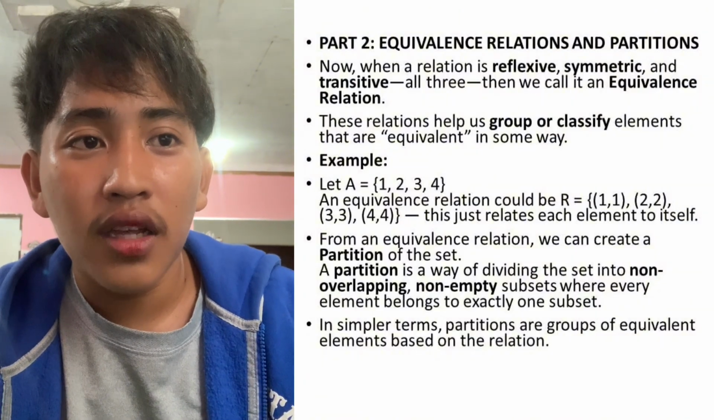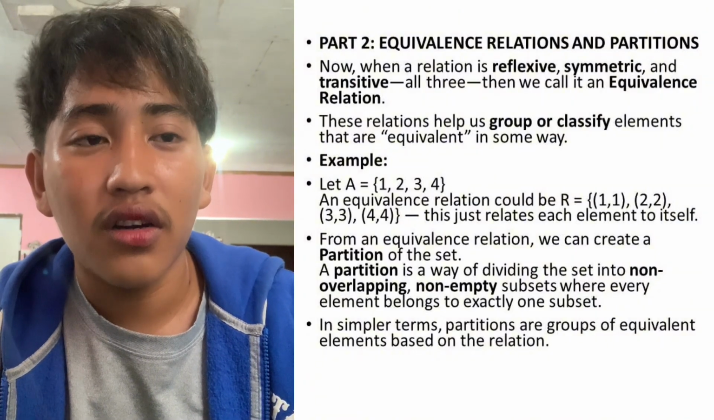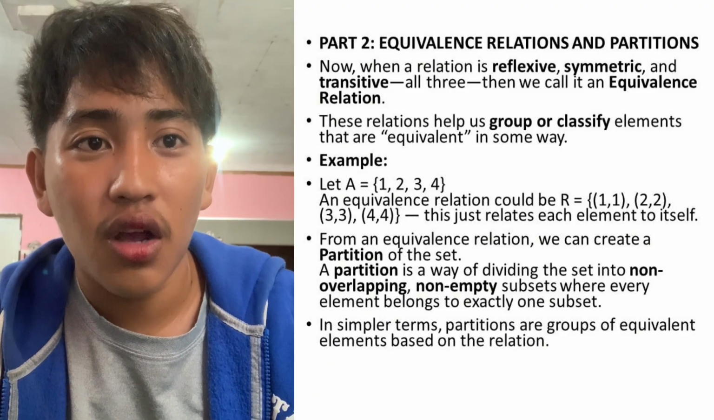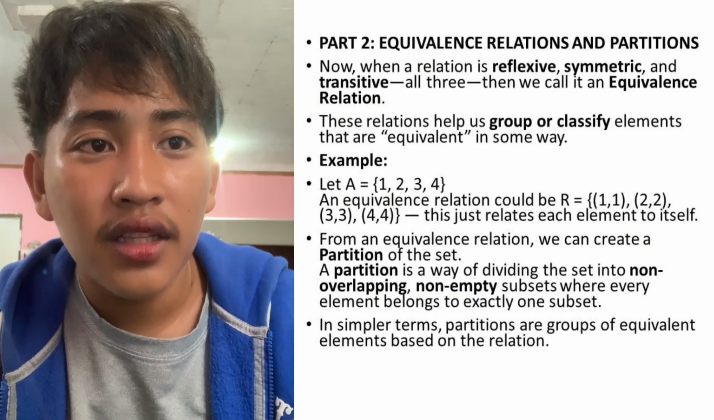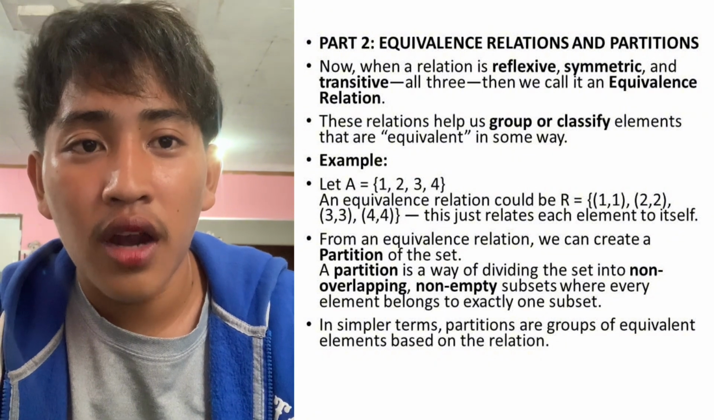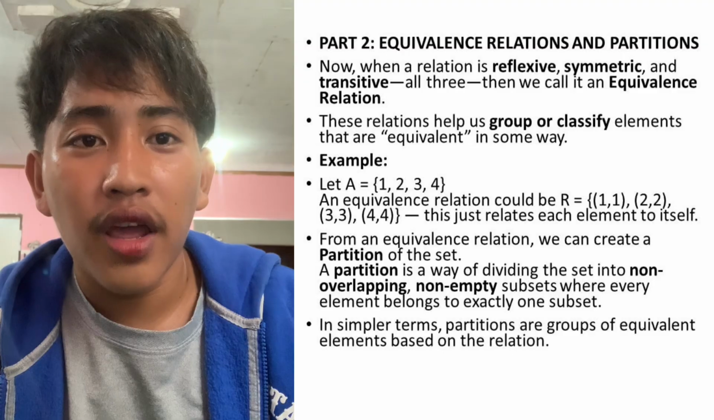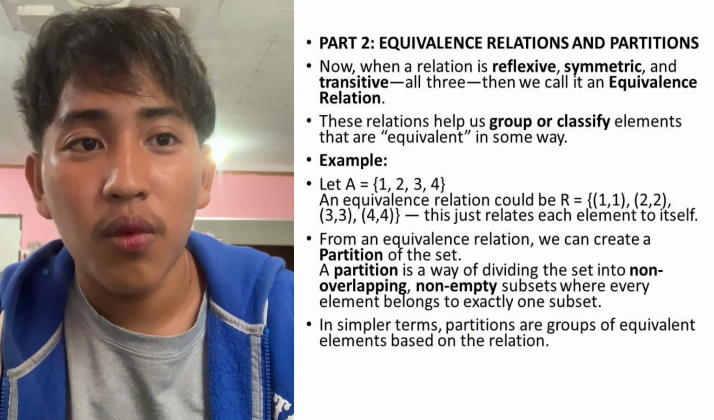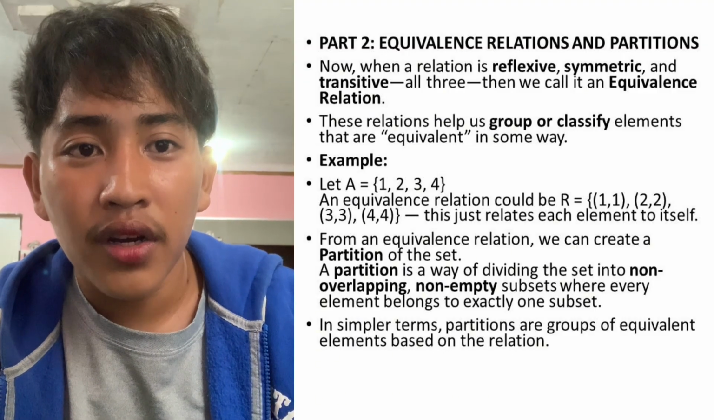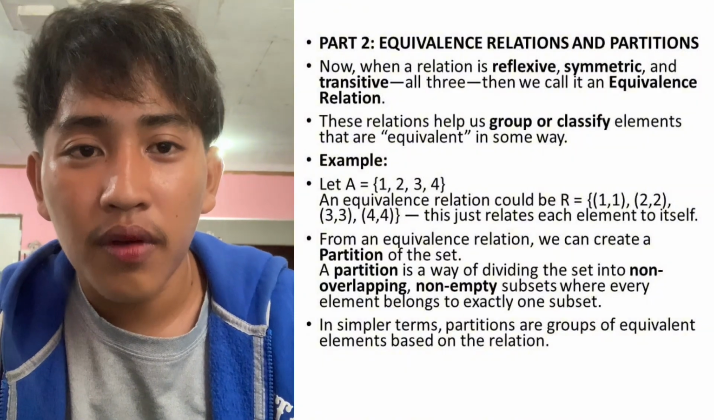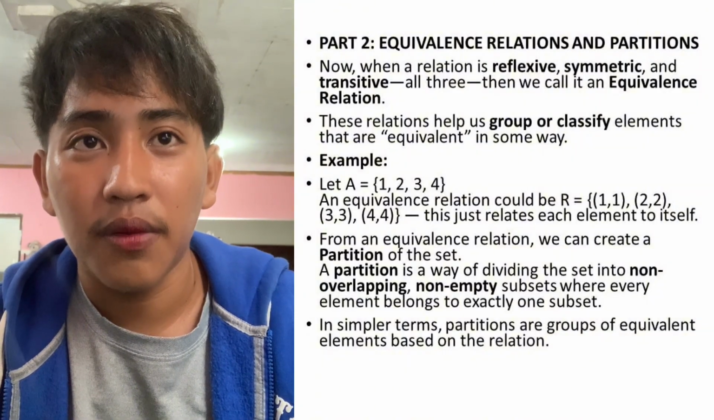From an equivalence relation, we can create a partition of the set. A partition is a way of dividing the set into non-overlapping, non-empty subsets, where every element belongs to exactly one subset. In simpler terms, partitions are groups of equivalent elements based on the relation.